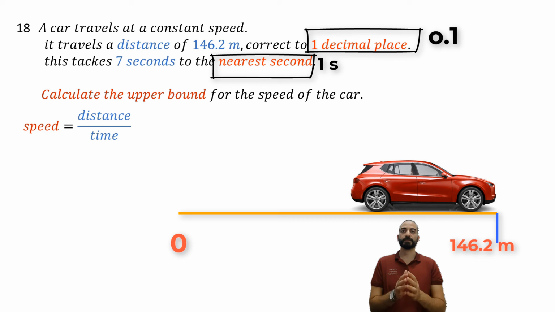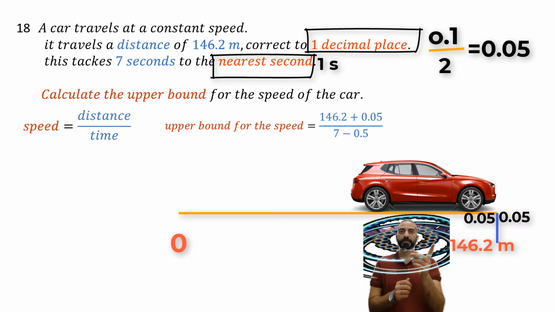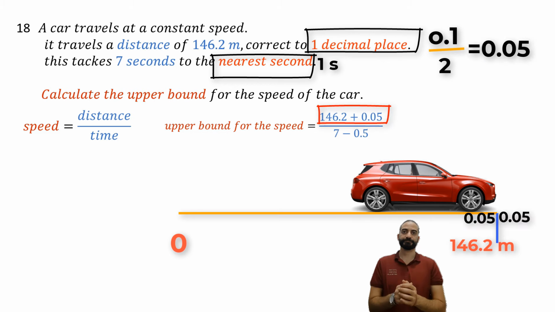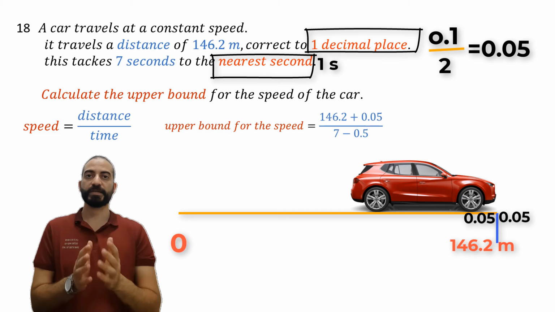One decimal place is 0.1. When we have this type of question, we divide this number, which is 0.1, by 2, and the answer we get, we add to the distance, which is 146.2 meters. Because as we said before, we want the largest distance. For this reason, we add 146.2 with 0.05.